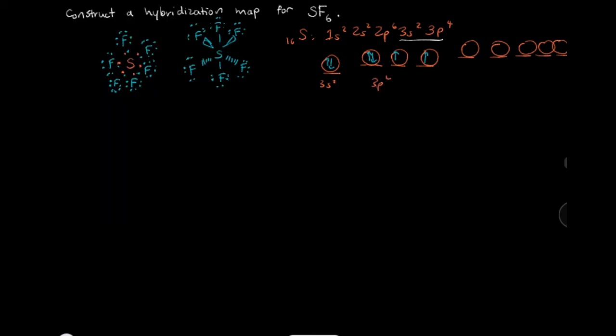And the reason I considered the d subshell is because you can imagine here that we basically will have 6 sigma bonds. So you would expect to have 6 sigma bonds. In order to have 6 sigma bonds, what you would need to do here is hybridize 6 half-filled orbitals. First of all, we need 6 half-filled orbitals.